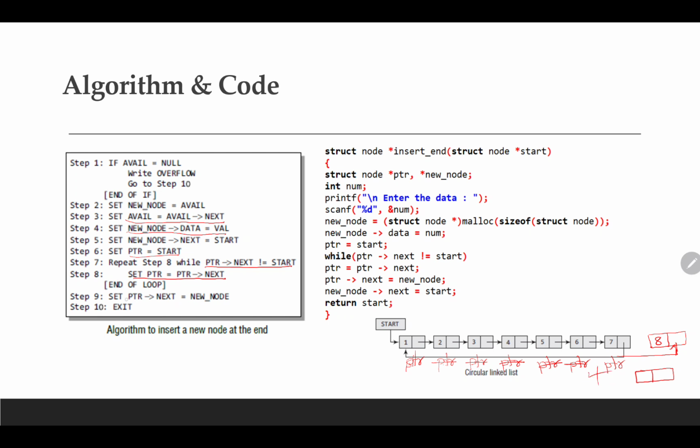So what will happen, it will come out of the loop and ptr->next = new node. So now this is the ptr node and its next node should be the new node, so it contains the address of the new node. So this is the procedure for inserting the new node at the end of the circular linked list.